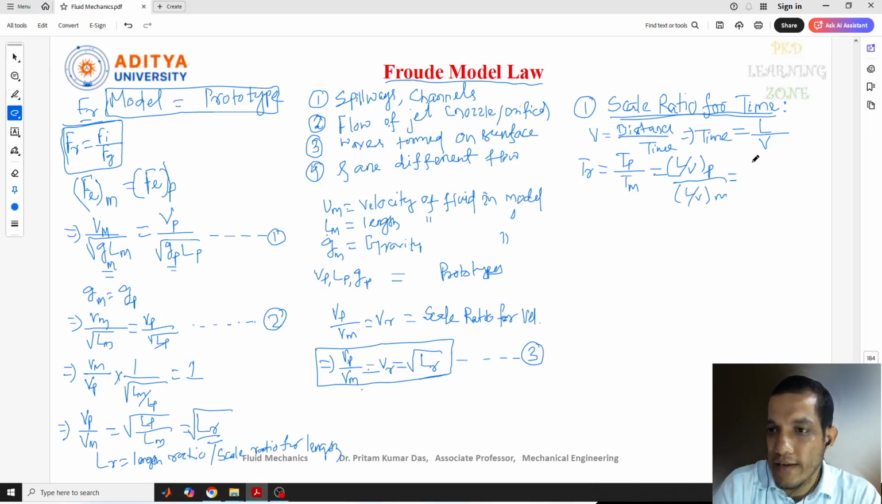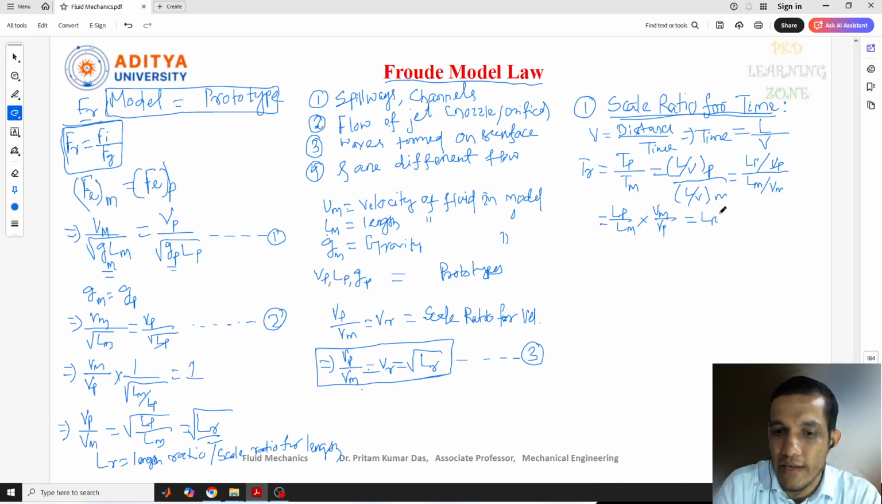So I can write again here LP by VP, and similarly we can write this is LM by VM, and similarly again we can write this is L by LP by LM and into this is VM by VP. So that will get, here we can get directly LR, because LP by LM is there. But here we will get VM by VP.